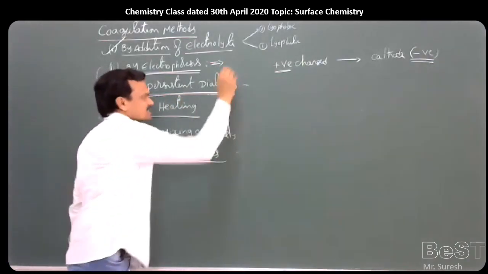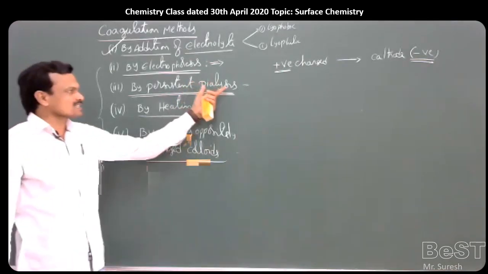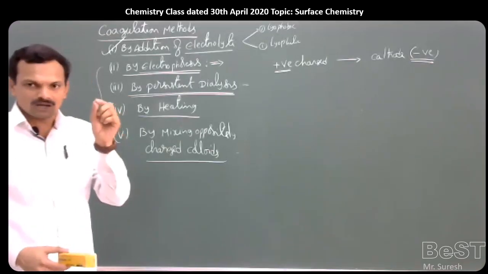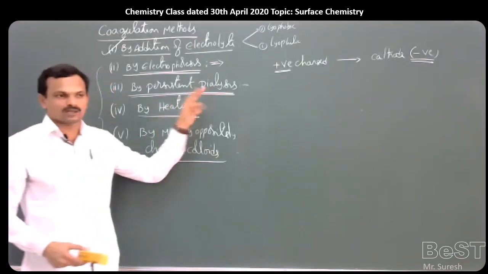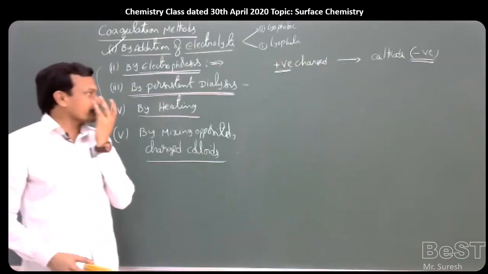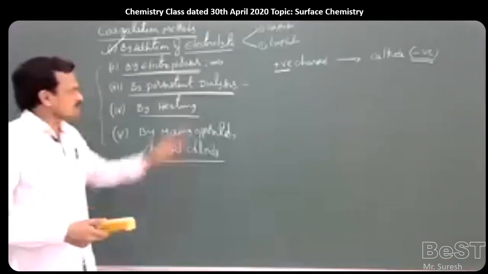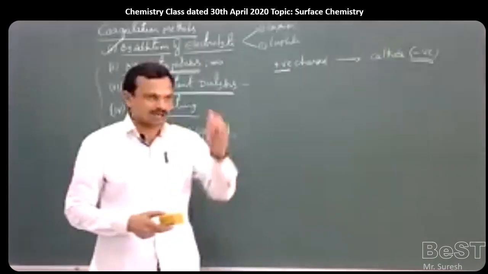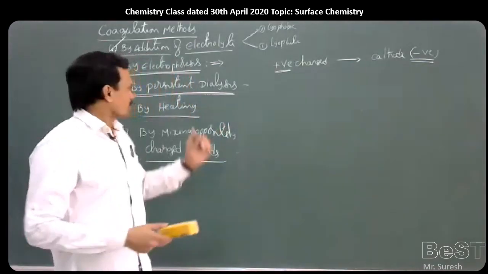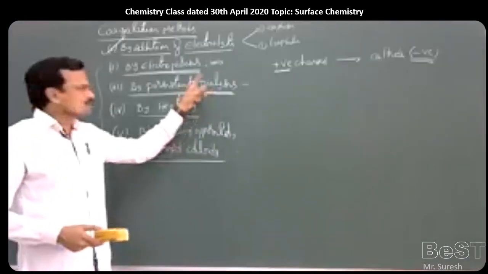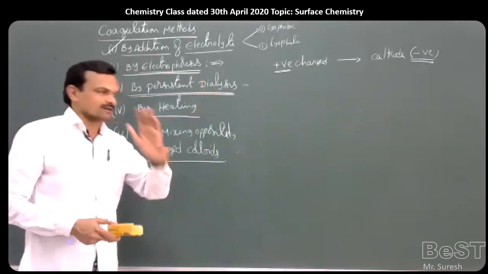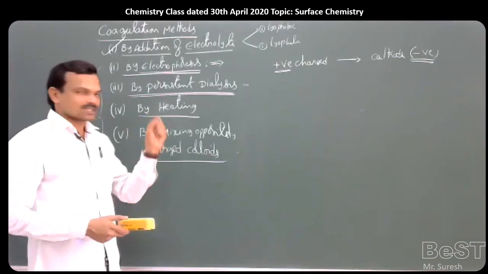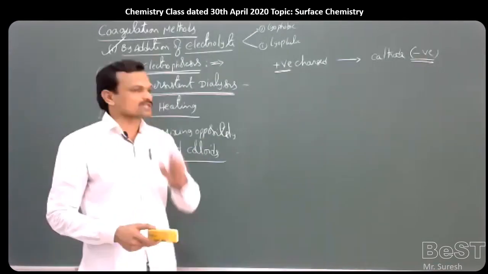The third method is persistent dialysis. This dialysis process we use for the purification of colloids. That is, whatever excess of electrolyte particles are present in the colloidal solution can be removed by the dialysis process, meaning the concentration of electrolyte particles is decreased to the required level. Suppose the dialysis process is continued for a long time, then all the electrolyte particles present in the colloidal solution will be removed.